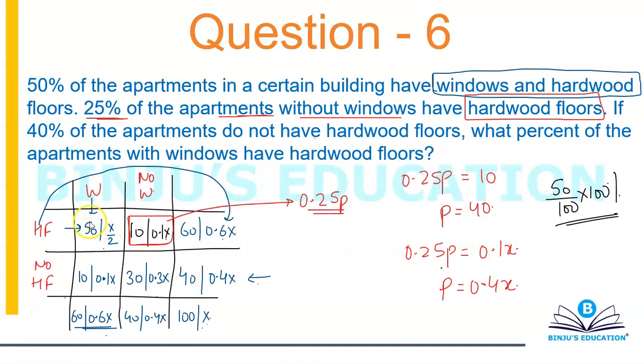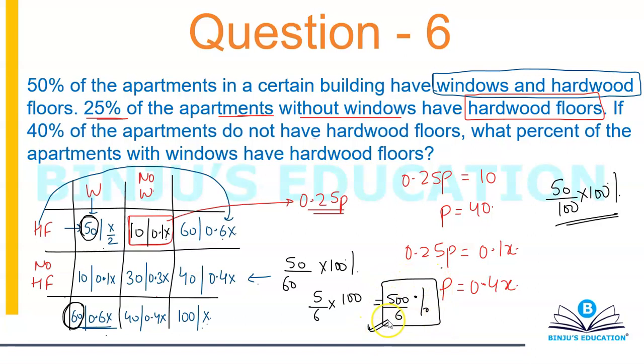They're asking you 50 with respect to 60, because of the 60 apartments that have windows, 50 have hardwood floors. So the percentage will simply become 50 by 60 into 100%. That is 5 by 6 into 100, and that's your answer. That is 500 by 6%.